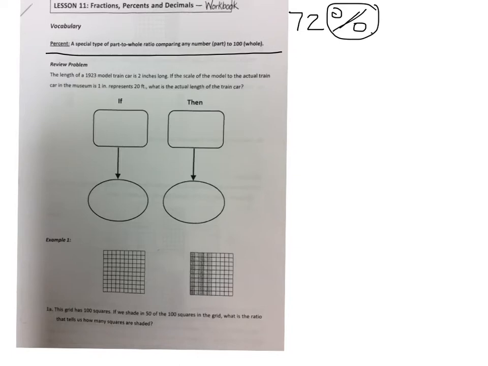Okay, we're going to do a review question. This is actually from lessons 1 through 10. It says the length of a 1923 model train is 2 inches long. If the scale of the model to the actual train car in the museum is 1 inch represents 20 feet, what's the actual length of the car? Hopefully you remember from the scale questions, anytime they give you scale, that is your ratio statement. That's what we're comparing. So immediately I'm going to write the scale in my if box. So I'm going to write if 1 inch is 20 feet. So that's the scale that was given to me.